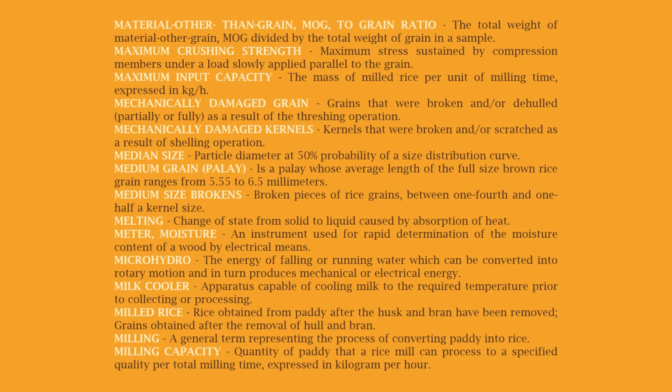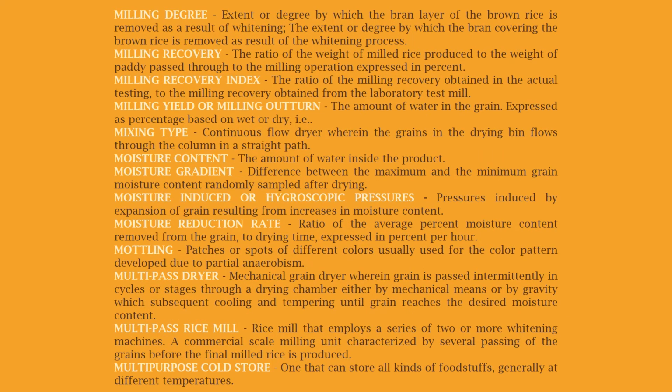Milling capacity, quantity of paddy that a rice mill can process to a specified quality per total milling time, expressed in kilograms per hour. Milling degree, extent or degree by which the bran covering the brown rice is removed as a result of the whitening process. Milling recovery, the ratio of the weight of milled rice produced to the weight of paddy passed through the milling operation, expressed in percent.